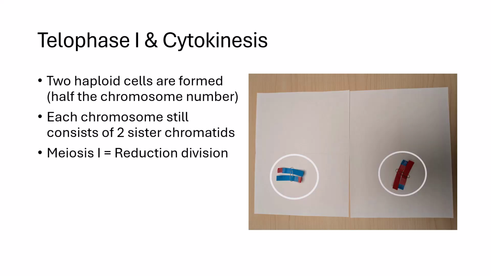After the homologous chromosomes have separated, 2 cells form. Each cell now has half the original chromosome number, but each chromosome still consists of 2 sister chromatids. This is why meiosis 1 is called the reduction division. The nuclear envelopes may briefly reform and the cytoplasm divides through the formation of a cell plate. This is shown by placing each on its own paper.